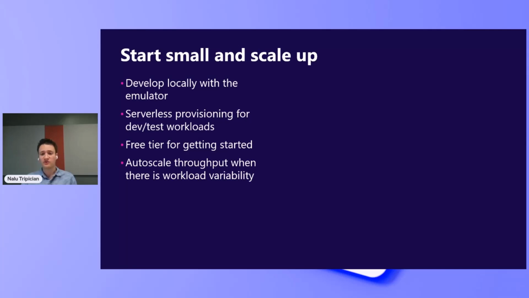The final way is with auto-scale. With standard provisioning, there are two ways to start an account: with manual and auto-scale. With manual, you pick your throughput level, and that's it, until you decide to change it later in the portal. With auto-scale, what you can do is set a maximum RU threshold, and that way, Cosmos DB will automatically scale from 10% to 100% of that maximum.